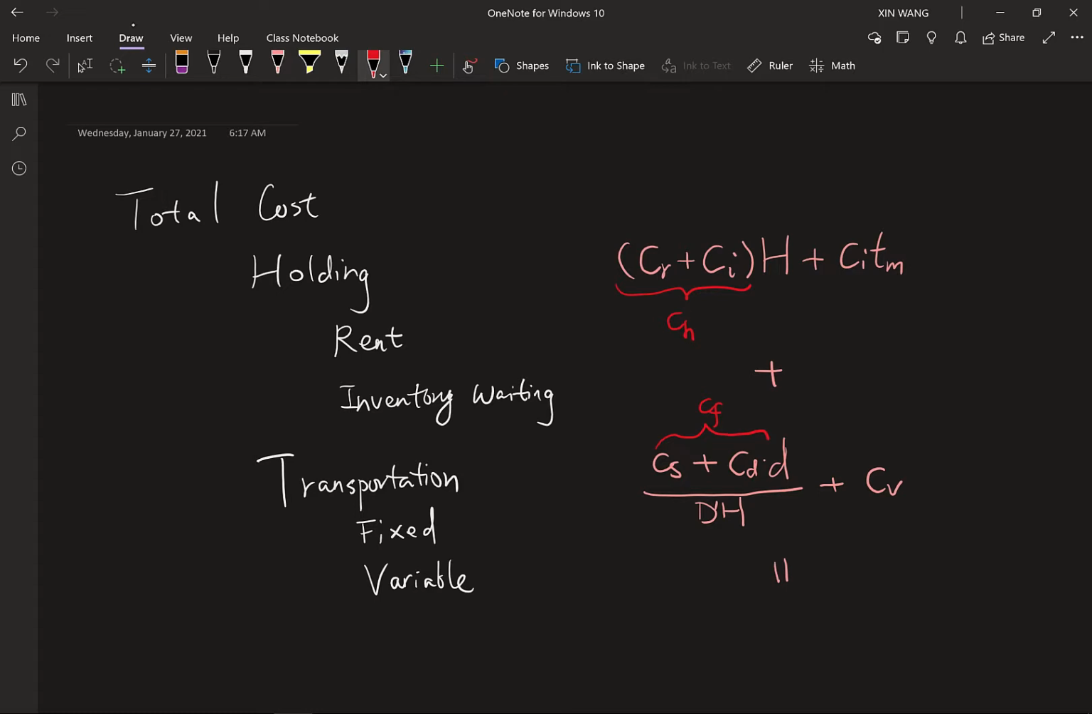The total cost will be the stationary inventory cost, the pipeline inventory cost, the fixed cost, and then the variable cost. So this is our total cost.